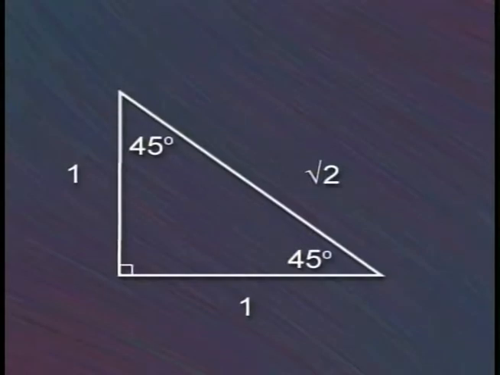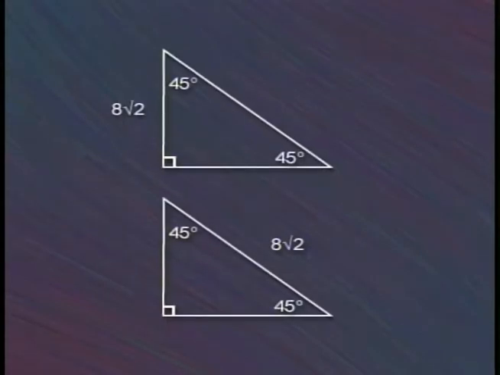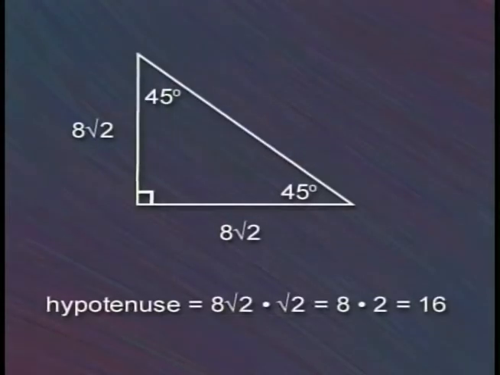Let's draw another isosceles right triangle. The problem states that one side of this triangle has the measurement 8 times the square root of 2. We don't know, however, if this measurement corresponds to the leg of the triangle or to the hypotenuse. Let's work both cases. If 8 times the square root of 2 is a leg, then the other leg is also 8 times the square root of 2, and the hypotenuse would be 8 times the square root of 2 times the square root of 2.